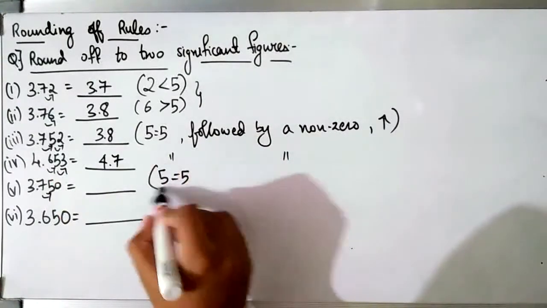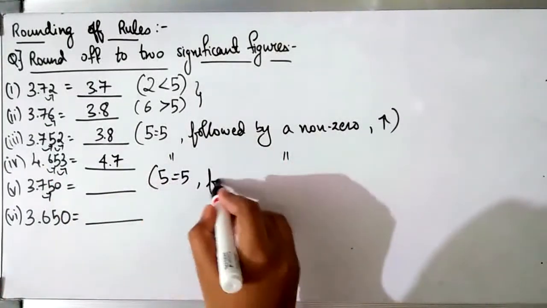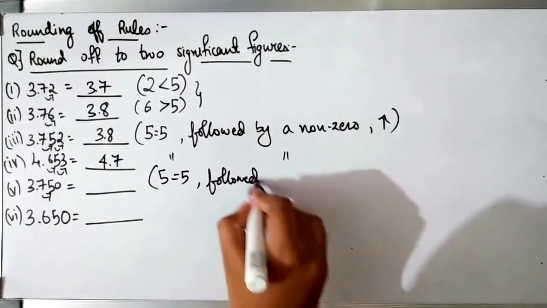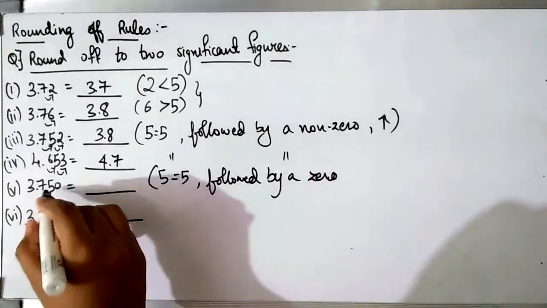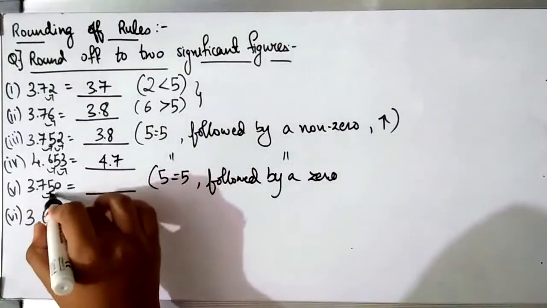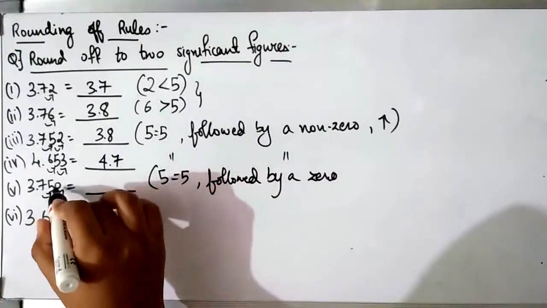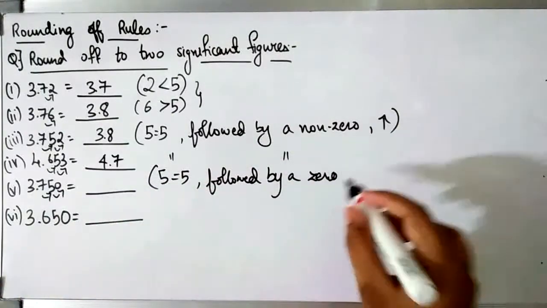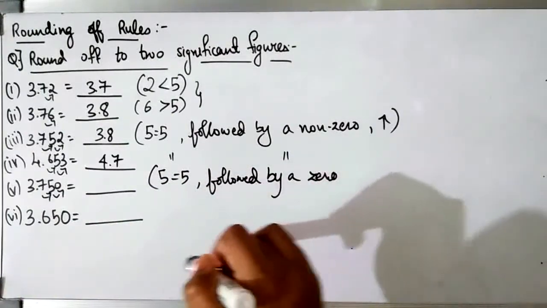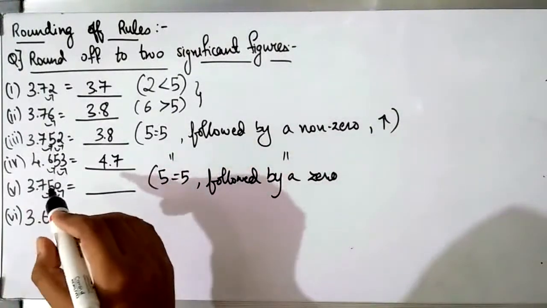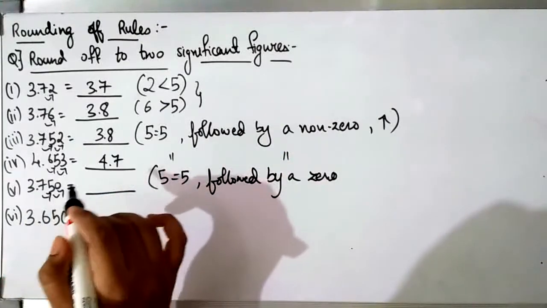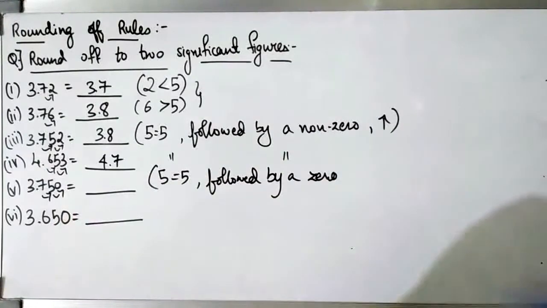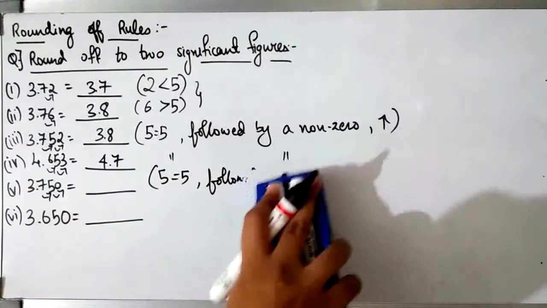So again 5 is equal to 5, and that is followed by a 0. So again we got a 5, we are not able to decide what to do. So we are going to go to the next decimal place, that is 0. Now whenever it is followed by a 0, we are going to let it remain as it is, and this will remain the same. Okay, not this way, I'm sorry, it is not done this way.